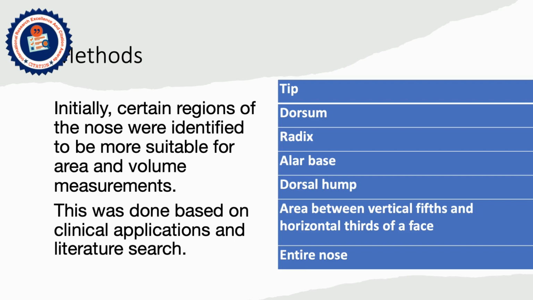For the study, we first of all define which regions of the nose were going to be studied, which are more suitable for area and volume measurements. These, as you can see on the right-hand side, are tip, dorsum, radix, alar base, dorsal hump. We also included the area between the vertical fifths and horizontal thirds of a face and the entire nose. Why we chose them? We know that these are the structures that are being studied from our clinical applications and from the literature search I just presented to you.